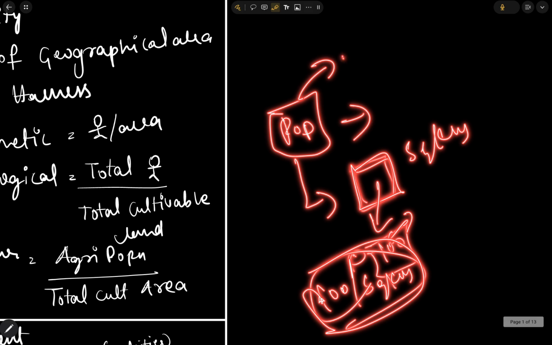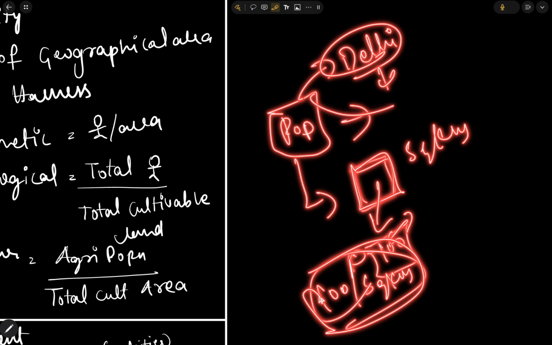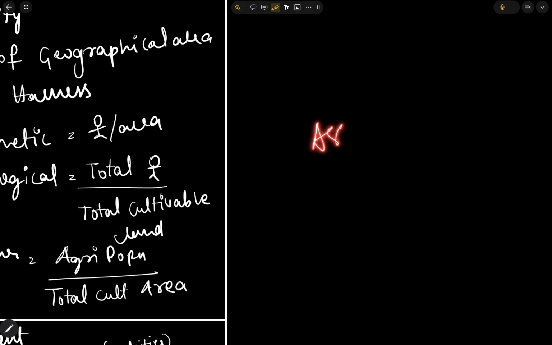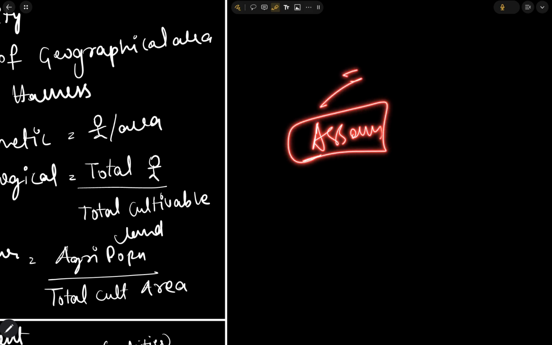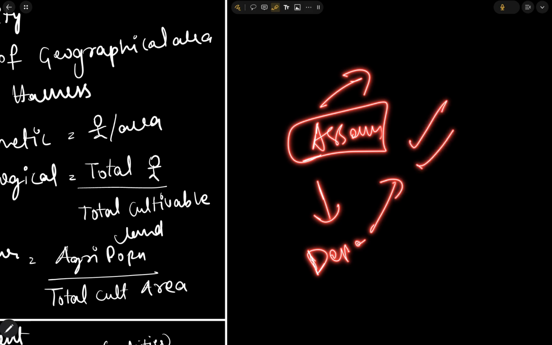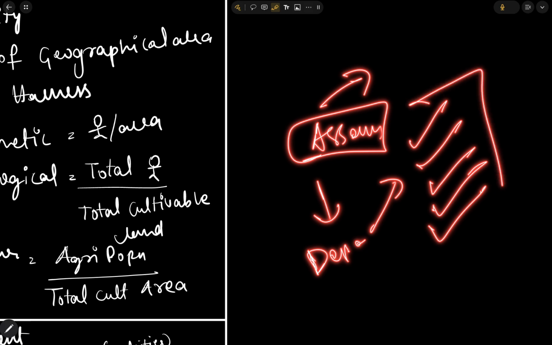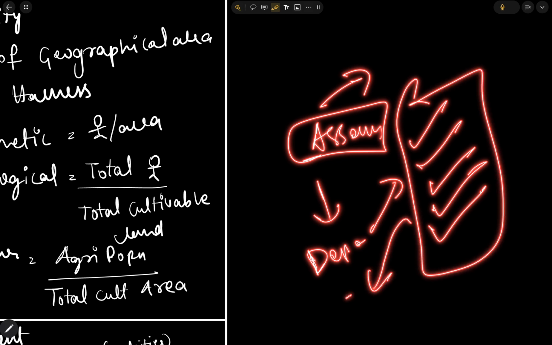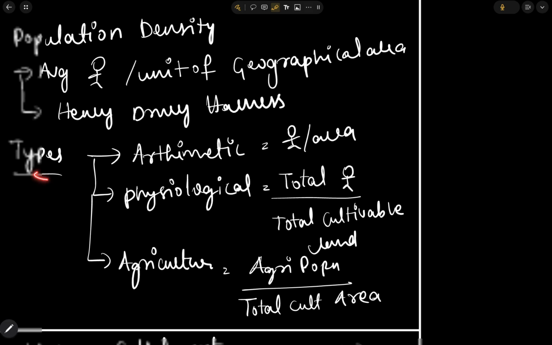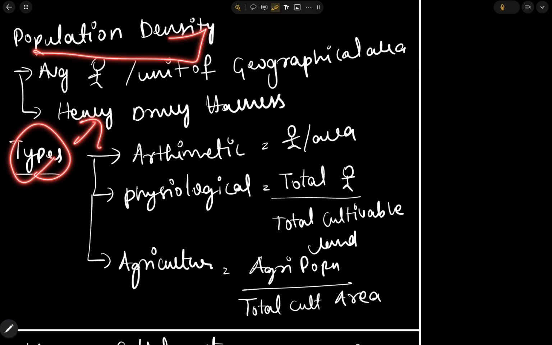And also the population density is high in areas like Delhi, and it is very low in states like Assam and the northeastern states. Basically the population density is dependent on various factors like development, transportation, logistics, infrastructure, health, and also security. So these are the factors the population is dependent on. Now, there are three types of population density.